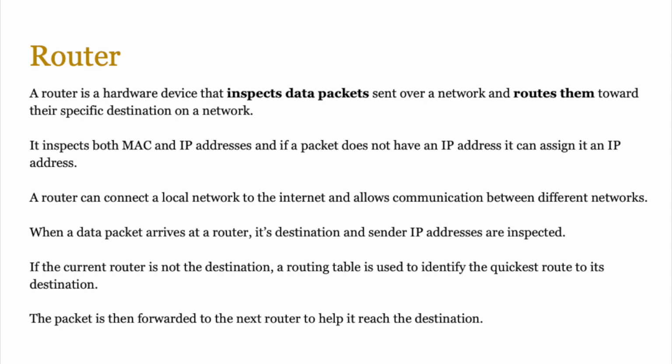When a data packet arrives at a router, its destination and sender IP addresses are inspected. If the current router is not the destination, a routing table is used to identify the quickest route to its destination. The packet is then forwarded to the next router to help it reach the destination. So make sure you are aware of how a router works. It inspects data packets, it reads their IP addresses, both senders and receivers, and it then routes them by forwarding them to the correct destination.